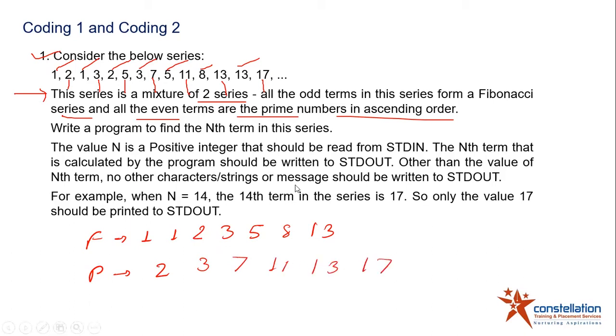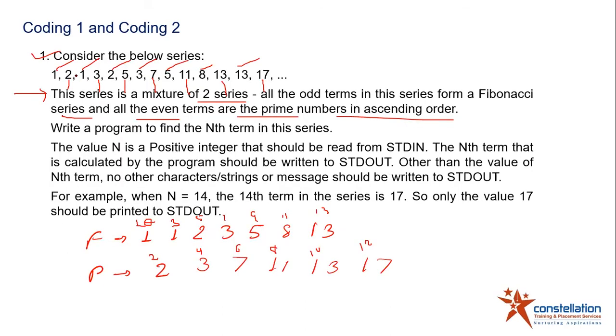Now the numbering is pretty simple. The first term is 1, this is 2, this is 3, this is 4, this is 5, this is 6, this is 7, this is 8, this is 9, this is 10, this is 11, this is 12, and this is 13. Okay, let's ignore that part.